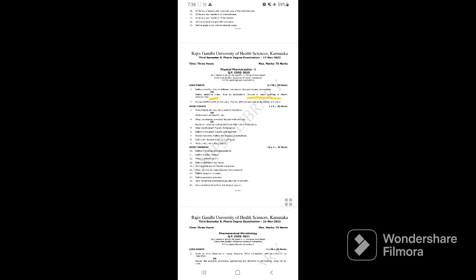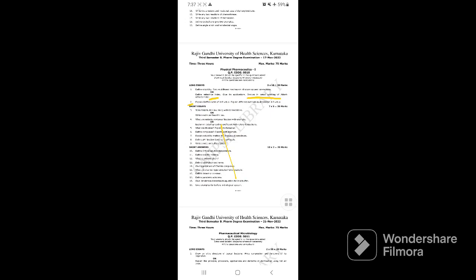Then next one is explain Griffin scale of HLB value. It is also very important. Different methods to determine the HLB value. Here also you have to draw that Griffin scale and write the different methods, meaning how you can determine the HLB value. Different methods are there: algebraic, logarithmic methods. Two to three methods are there. You can write that.